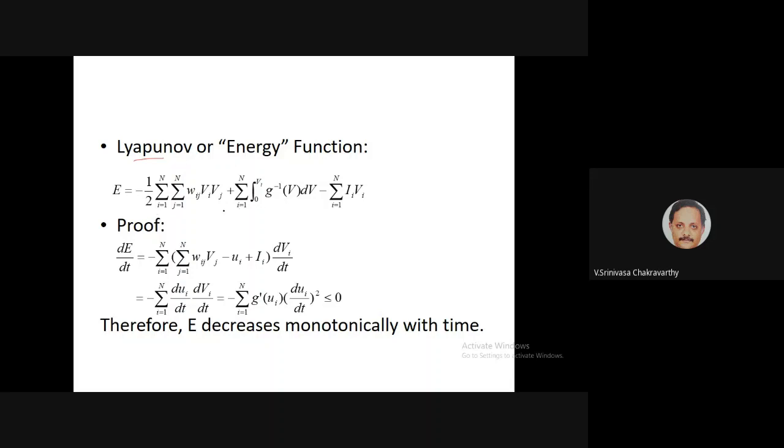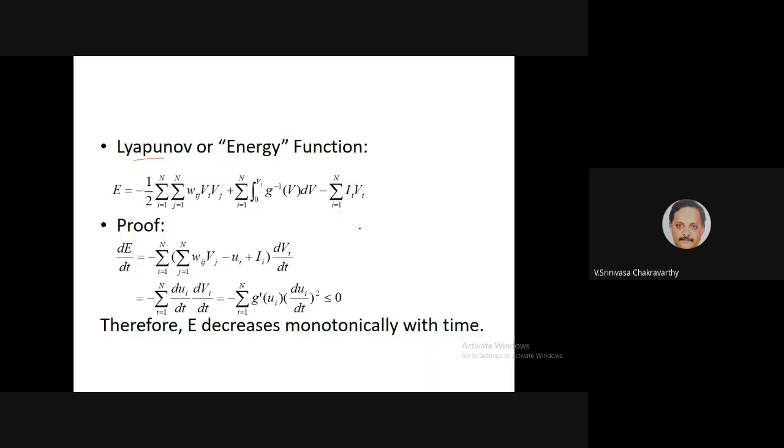So it has three parts. The original discrete Hopfield network had only one part, the minus half sigma sigma wij vi vj. In addition, you also have this extra term where you calculate an integral over g inverse. The g is the tanh function, and you know the inverse of that, right? The integral of g inverse of v dv. And then something that we didn't have in the original discrete Hopfield network, which is the external input; there's another term corresponding to that. So this whole complicated expression will go down monotonically with time, and after some time it will converge and saturate. I mean, it doesn't change anymore.